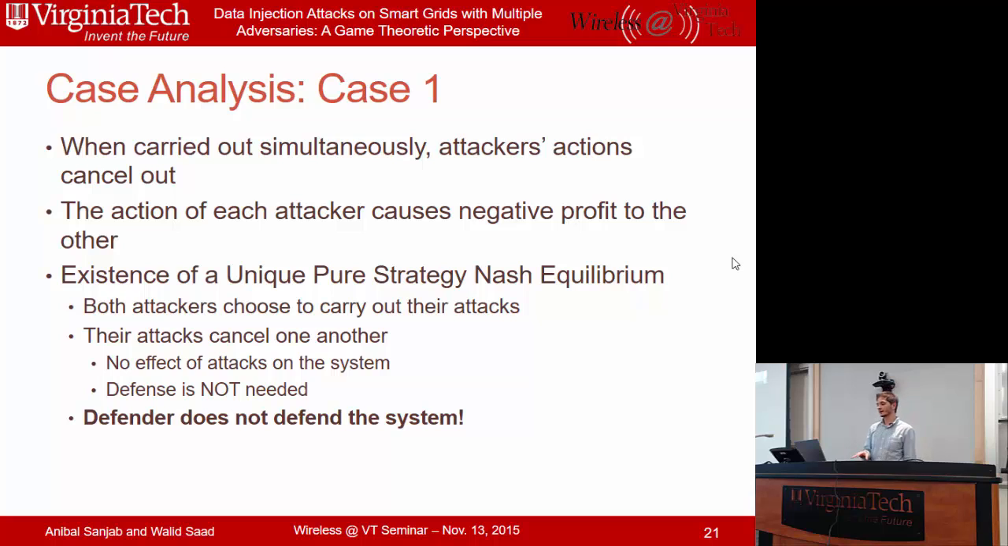Here we prove that there is a unique Nash equilibrium in that case. And this unique Nash equilibrium mainly dictates that both attackers will choose to attack the system. Their attacks will cancel each other out, leaving the system unaffected. And the defender has no incentive to defend the system at all, right? Because there's no effect on the system anymore. So in that case, we have proved that that's an equilibrium. Neither the attacker nor the defender has any incentive to deviate from that equilibrium.